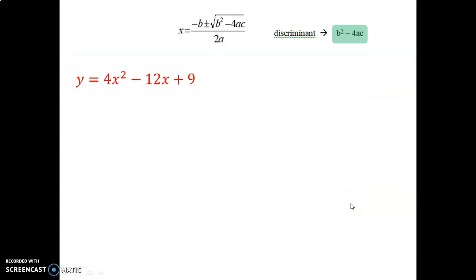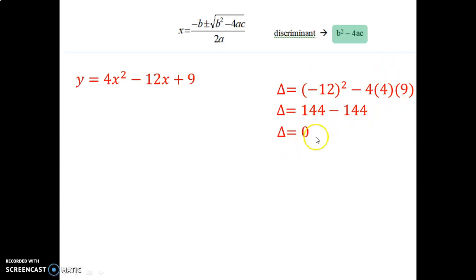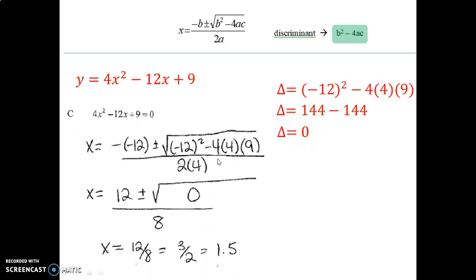Try this one. What's the discriminant value for this one? For this one, set it up, and you may have noticed something strange. We end up with 144 here, but also 144, and they're being subtracted. So the discriminant is 0, and that can happen. In this case it's 0, but let's see what happens when we solve that.